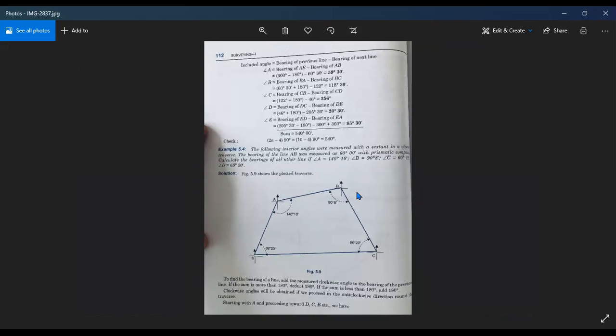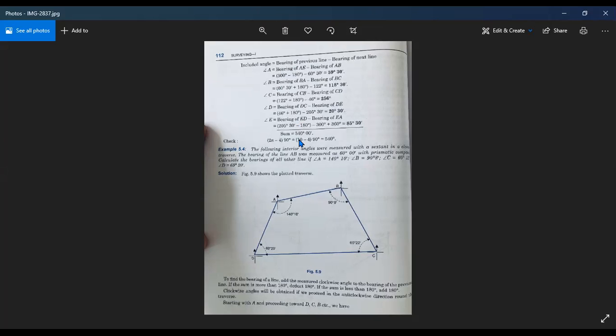So two things we have studied today. One is the back bearing concept, and we have studied calculation of angles when the bearings of the lines are given, and calculation of bearings when the angles of the geometrical figure are given. So how to calculate bearings with respect to the angles, and how to calculate the angles with respect to the bearings, that we have studied today. So these two problems I will share with you.